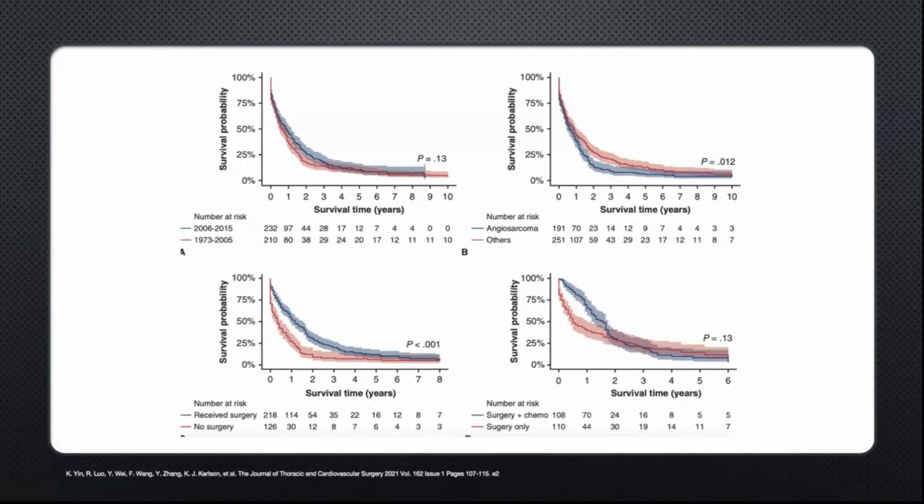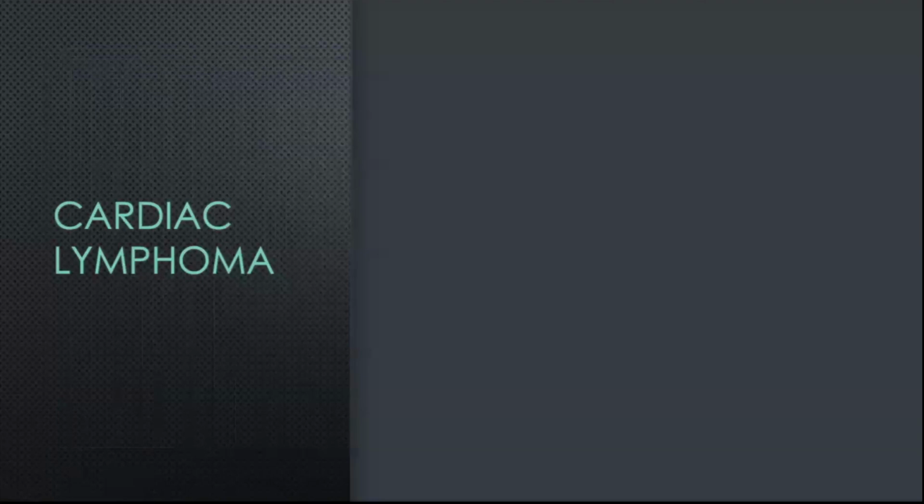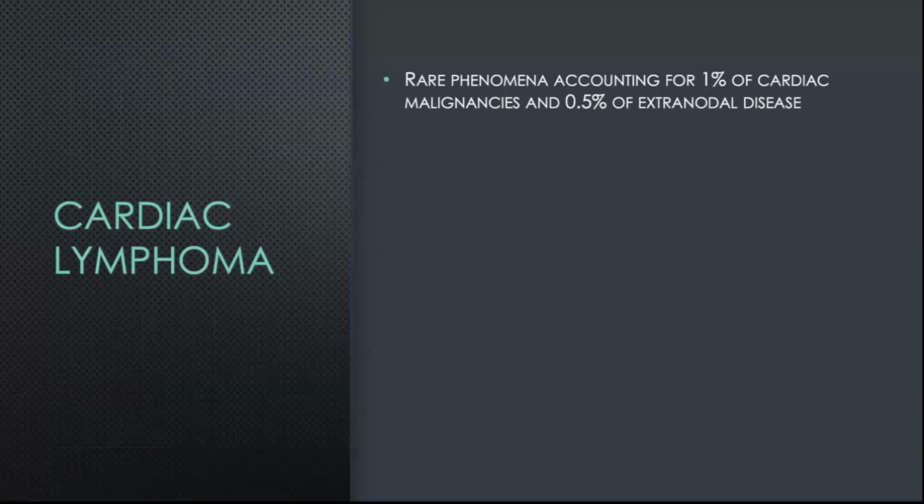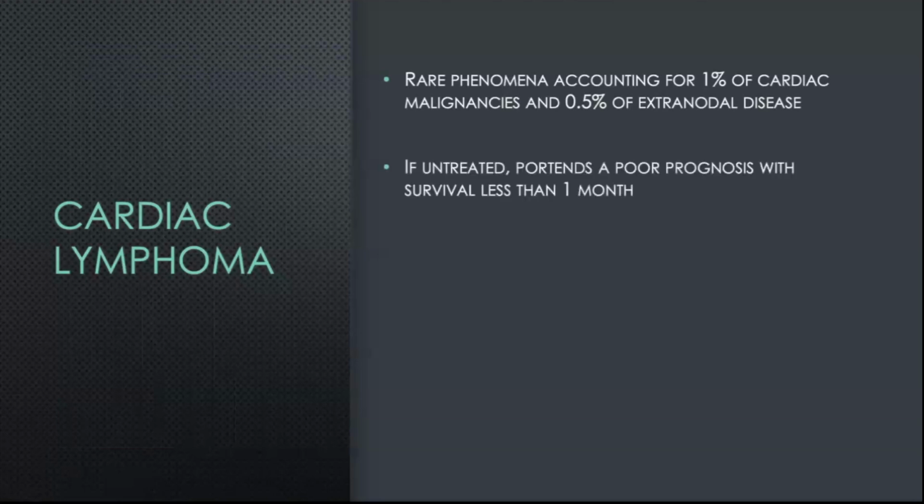for these patients. The next type of cardiac tumor that we'll talk about is a cardiac lymphoma. They're rare phenomena of primary lymphoma, not metastatic lymphoma, accounting for 1% of cardiac malignancies and 0.5% of extranodal disease. If they're untreated, they portend a poorer prognosis, and survival can sometimes be less than a month. This is for primary cardiac lymphoma. With secondary or metastatic cardiac lymphoma, they often respond very well to treatment.